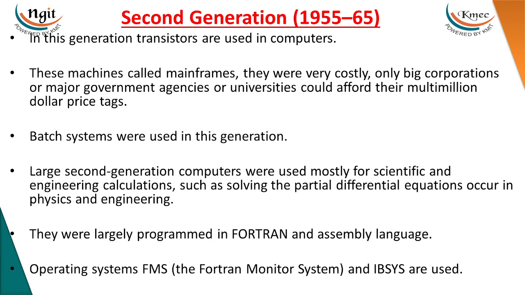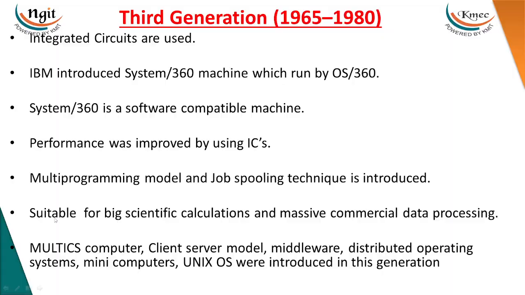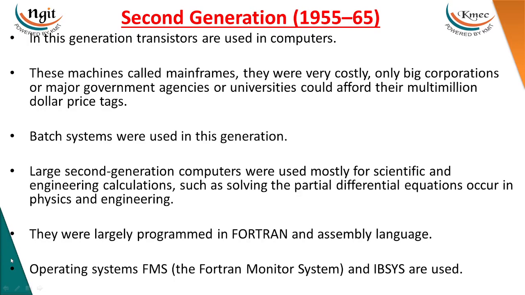And next, we are going to the second generation computers, and here we are using an operating system. The first time an operating system is used is in the second generation. The batch operating system is used here. In the second generation, transistors are used instead of vacuum tubes. The vacuum tubes are replaced by transistors, and the size is also reduced compared to first generation computers. These machines are called mainframes. They are very costly, and only big multinational corporate companies could afford to buy these computers.